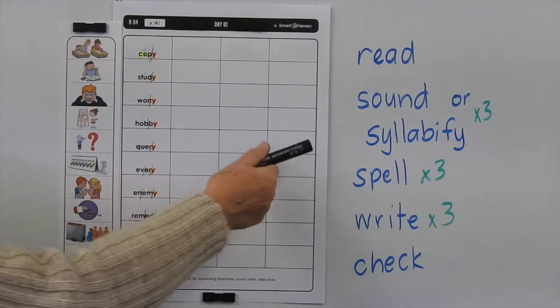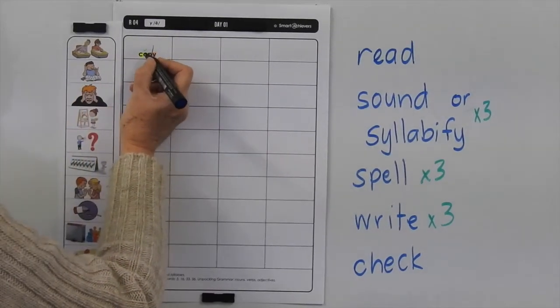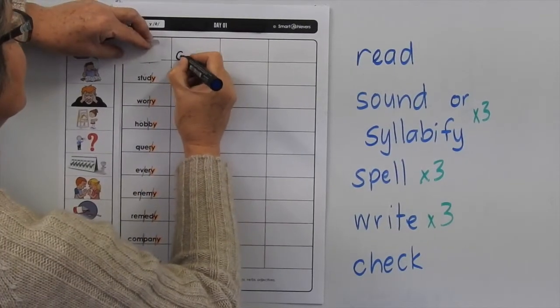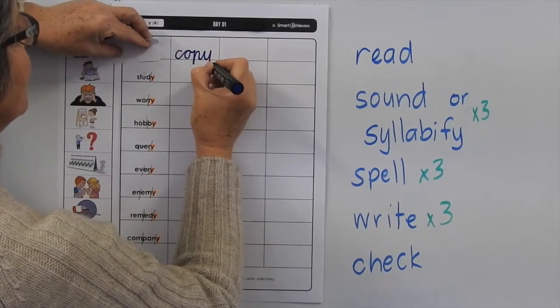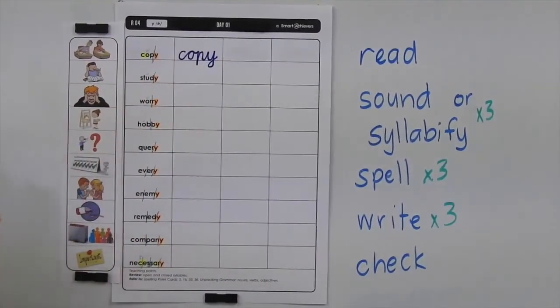Right, let's just practice reading, sounding. We're going to syllabify these words because they're all multisyllable. Spell them, write them and check them. I'm only going to do one, so let's go. Copy, C-O-P-Y, cover it, C-O-P-Y. You can do a loop on the Y or not, you can choose that. Then check to make sure it's right.